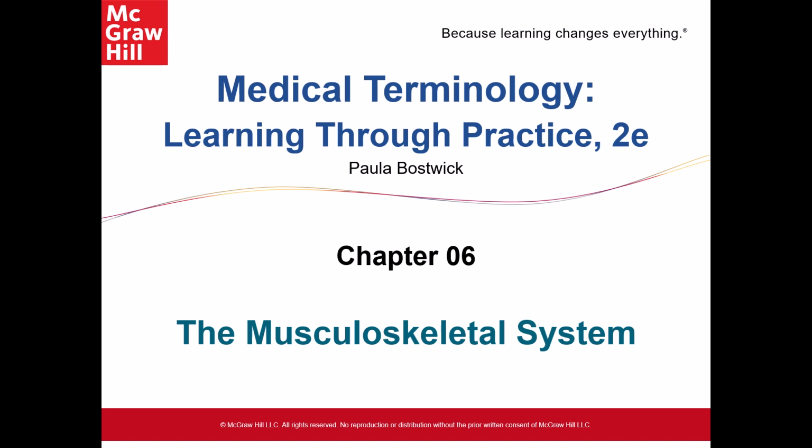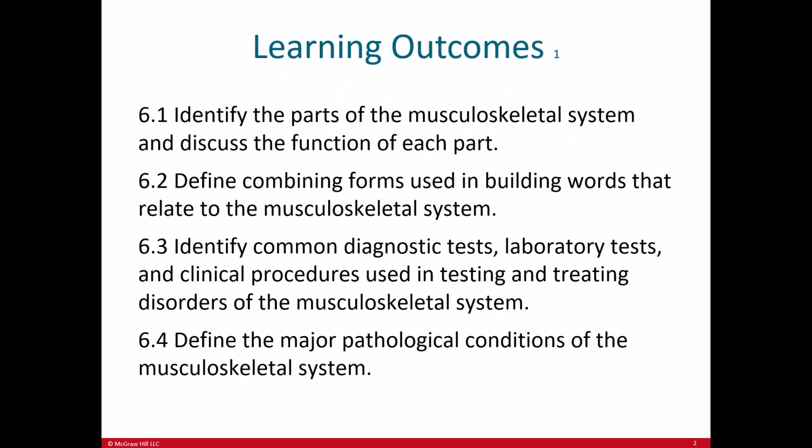Let's get started. Learning outcomes for this chapter include 6.1, identify the parts of the musculoskeletal system and discuss the function of each part. 6.2, define combining forms used in building words that relate to the musculoskeletal system. 6.3, identify common diagnostic tests, laboratory tests, and clinical procedures used in testing and treating disorders of the musculoskeletal system. 6.4, we will define the major pathological conditions of the musculoskeletal system.